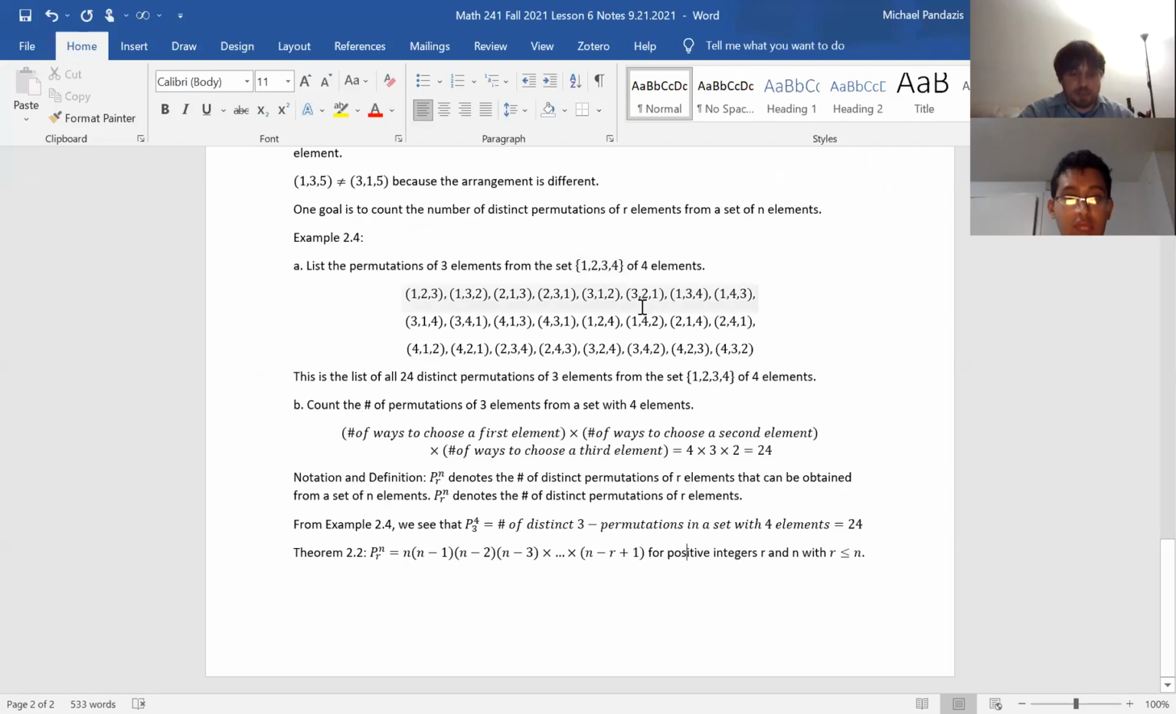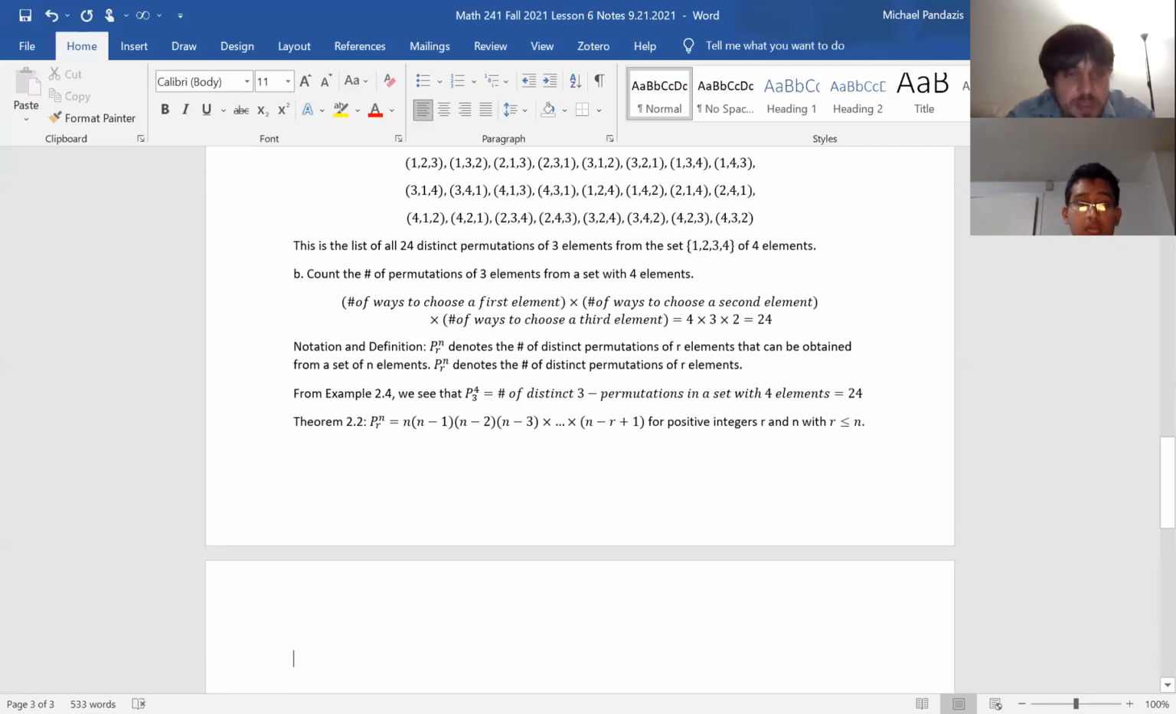So in example 2, this theorem 2.2, we have the value of P R n, the number of R permutations in a set with n elements.